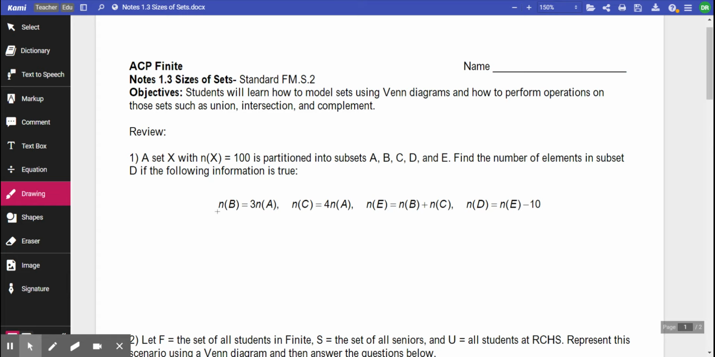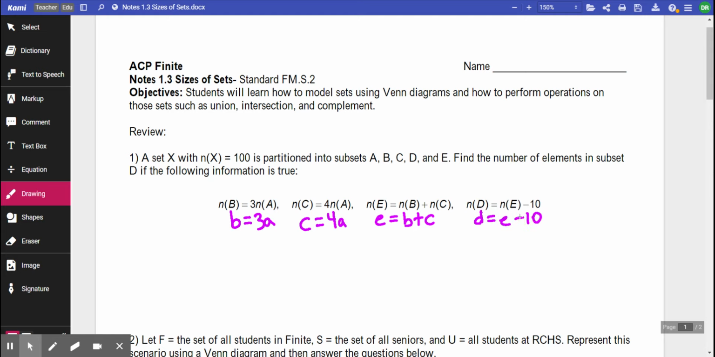That notation isn't bad, but I'm going to simplify it a little bit. I'm going to use a lowercase b equal to 3 times A. So what I did here was I just replaced the number of elements in set B with a lowercase b to make it look more like a variable that you're used to working with. The number of elements in set C is equal to 4 times the number of elements in set A. The number of elements in set E is equal to the number of elements in set B plus the number of elements in set C. And the number of elements in set D is equal to the number of elements in E minus 10.